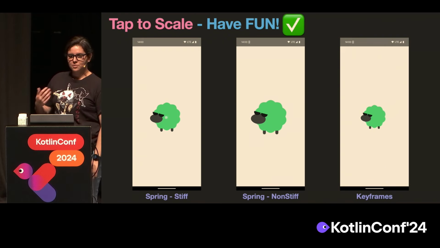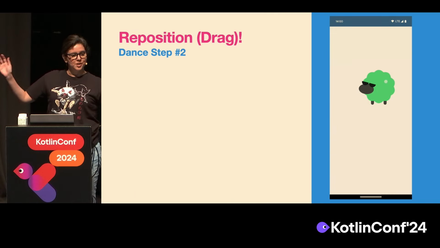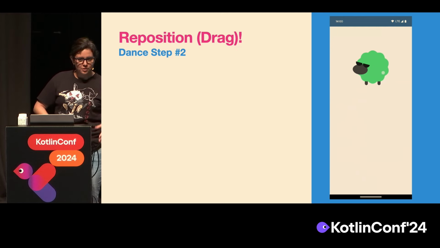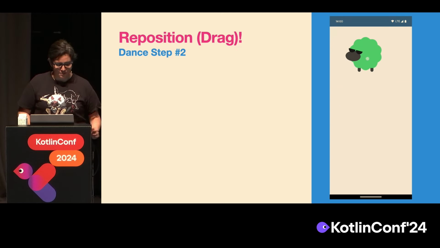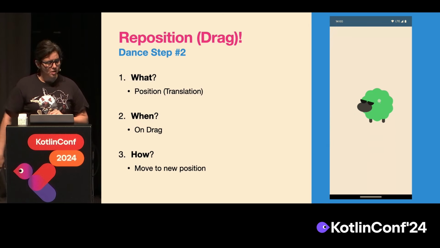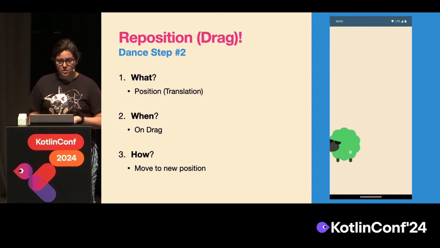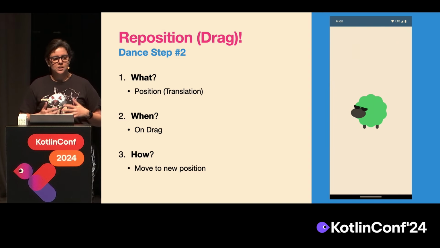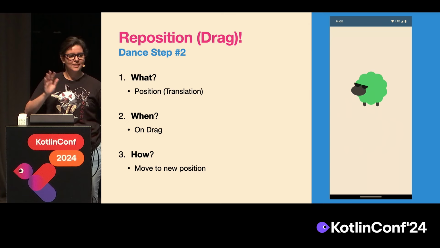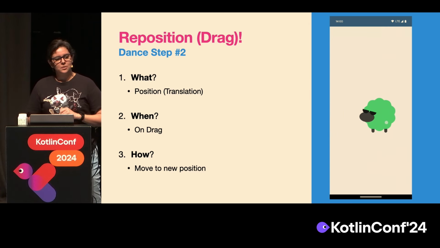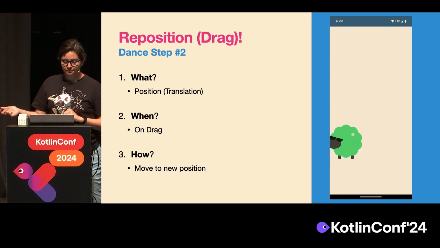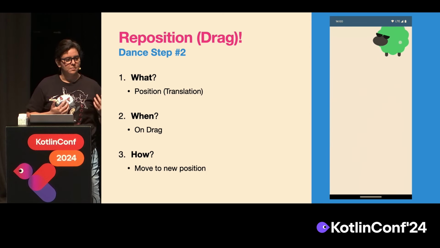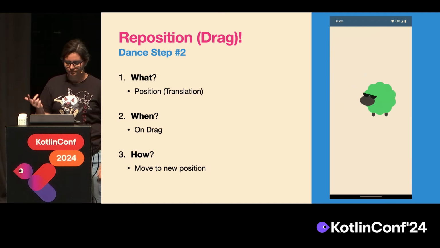So let's go to our second dance step, reposition. Because someone once told me that whenever you're dancing, you're supposed to move around the dance floor, not stay in one place. So let's do that same thing for our chip. So what are we going to be doing here? We're going to be changing the position of my chip. In this case, whenever you're thinking in position, you're actually going to be changing translation, same thing. And we're going to be doing that whenever I drag around this chip. How I want to animate this is going to be pretty straightforward as well. I just want to make my chip go to wherever my finger is going.